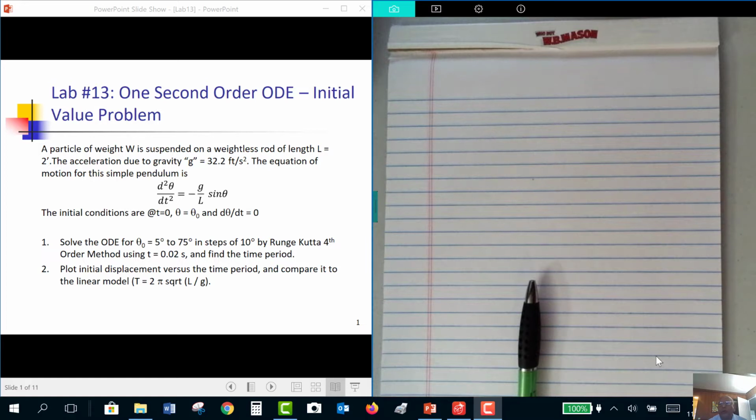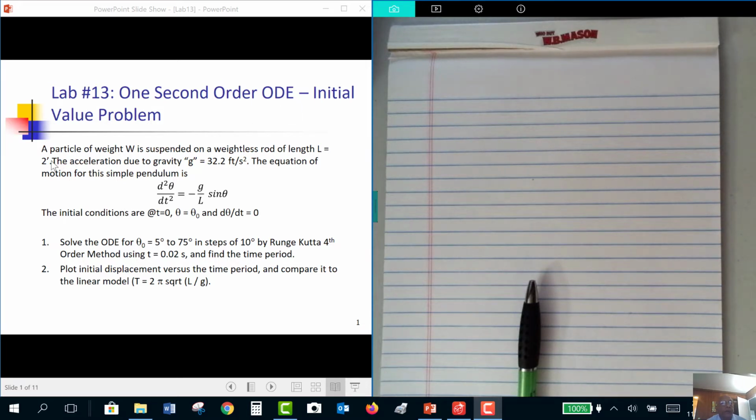We are into lab number 13. In this lab, we are going to solve one second order ordinary differential equation, an initial value problem. You may remember that last week in the previous lab, we solved one first order ordinary differential equation.